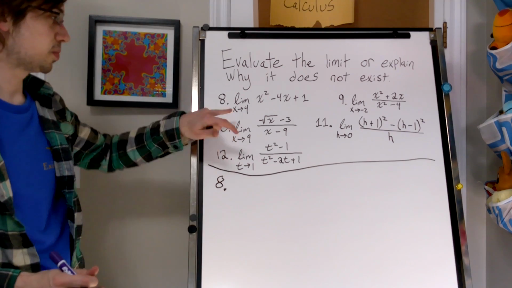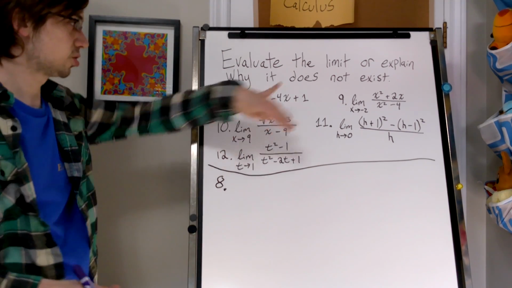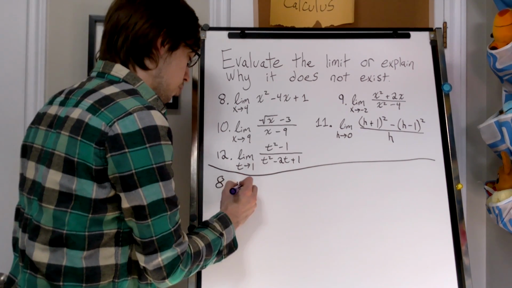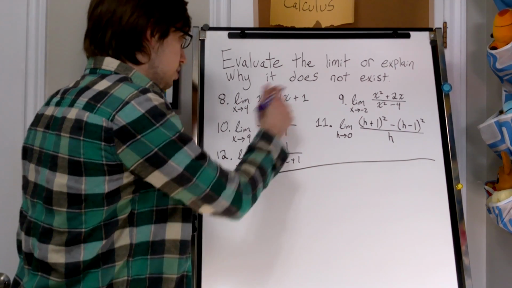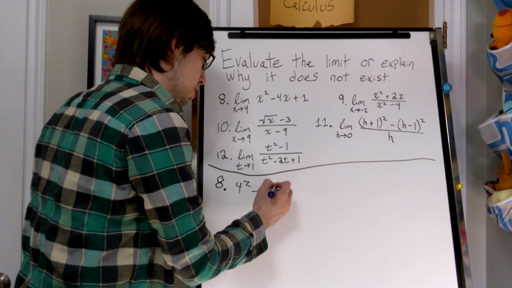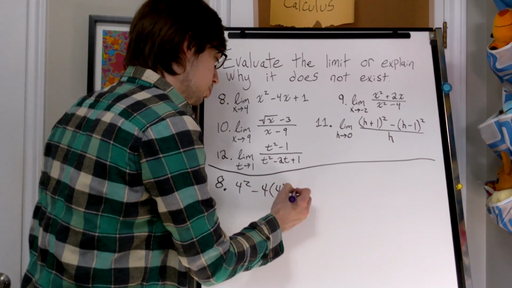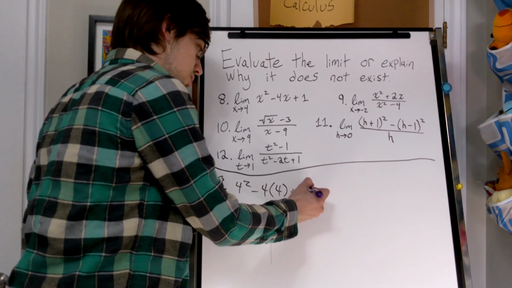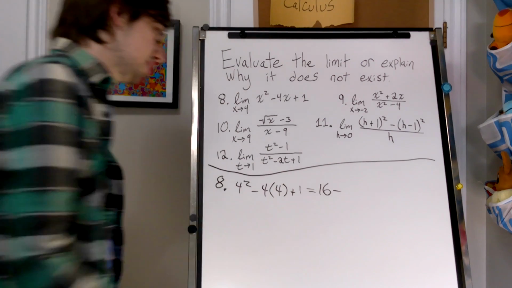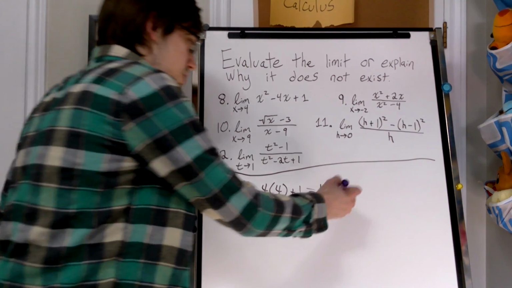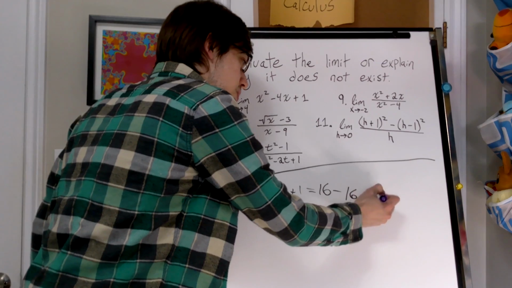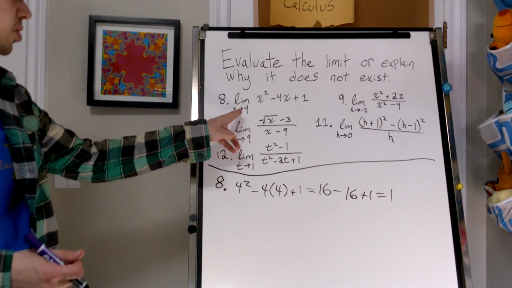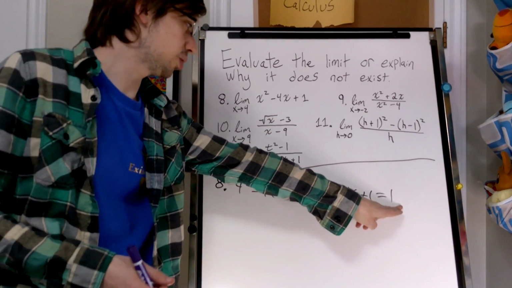So we can simply plug this 4 in. There should be nothing that goes wrong by just plugging this 4 in. So 4 squared minus 4 times 4 plus 1. 4 times 4, 16, minus 4 times 4, 16 plus 1. So the limit as x approaches 4 of this function will equal 1.